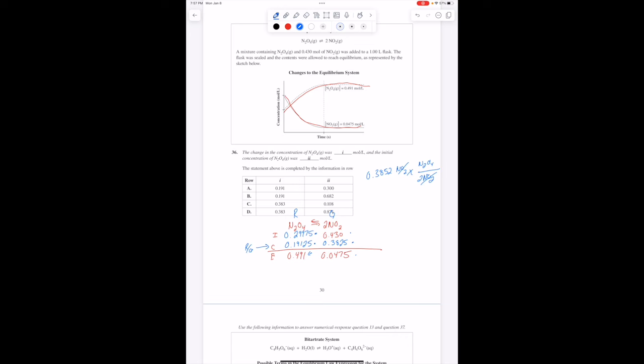This was 0.3825. I typed it in my calculator correctly. But anyway, okay, so there you go. And now to finish the question. Okay.